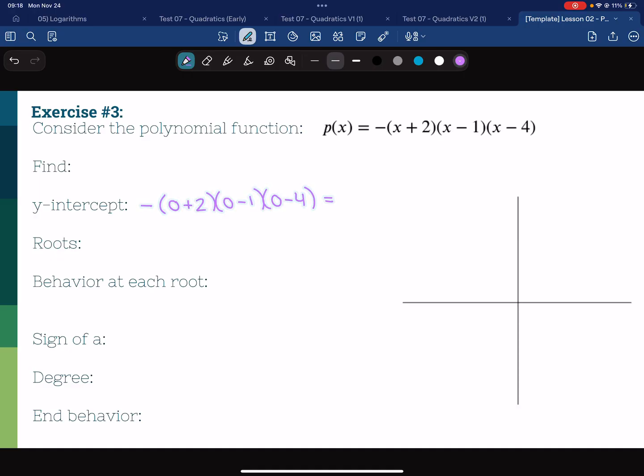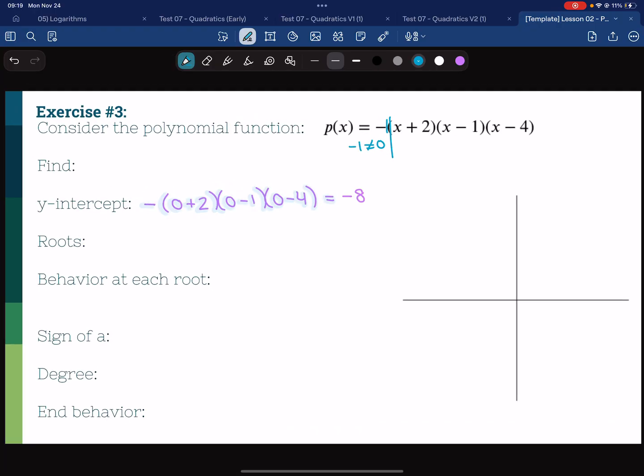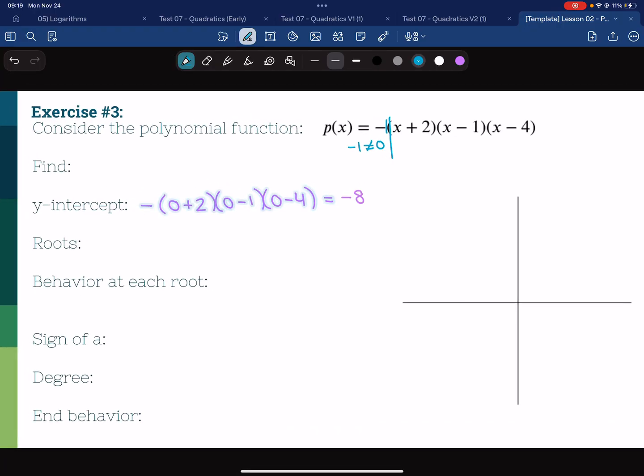But then we can't forget about that negative that was out in front. So we're looking at a negative 8. My roots are when we set each factor equal to 0, right? Like I want to make it very clear, even though there is a negative 1 out in front like this, negative 1 does not equal 0. So that is just a factor in front, right? That's the a value. But my roots are going to be x equal to negative 2, an x equal to 1, and an x equal to 4.